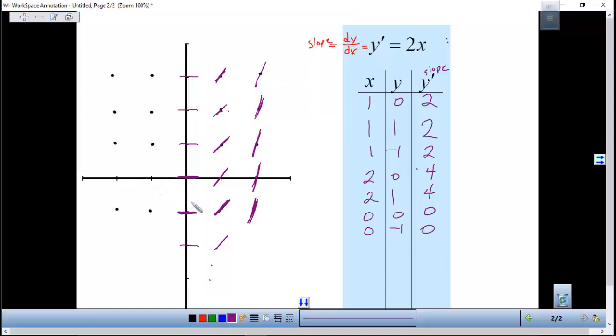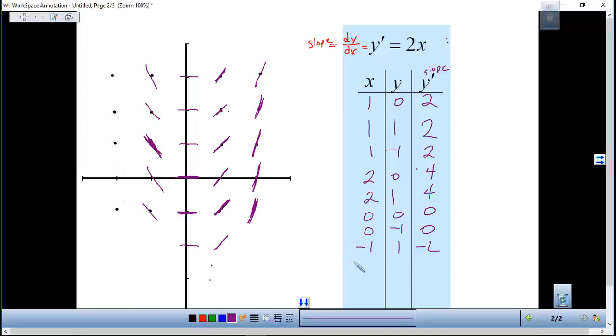All right, and then I can go over here to negative 1. And I'm just going to do negative 1, positive 1. We plug in the negative 1. 2 times negative 1 gives us negative 2. So that means that at negative 1, positive 1, I'm going to have a slope of negative 2. So roughly the same slope here, but in the negative. It's going to be the same all the way up and down.